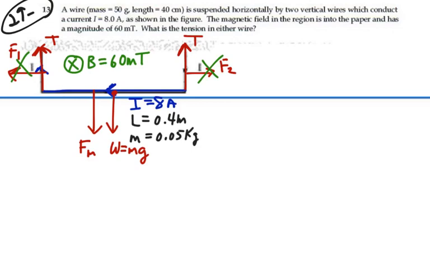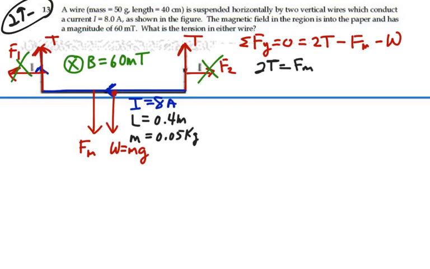Alright, so from a free body diagram standpoint, the sum of all the forces in the y direction should be 0, and we would have 2 times the tension minus this magnetic force minus the weight force. So looking at this, we would have that 2 times the tension is going to equal the magnetic force plus the weight force. So let's say that for the moment.